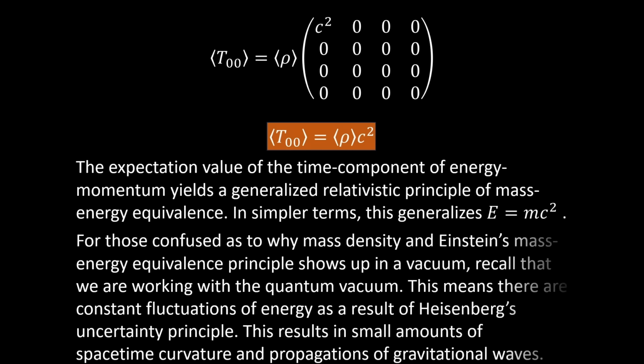For those confused as to why mass density and Einstein's mass-energy equivalence shows up in a vacuum, recall that we're working with the quantum vacuum. This means that there are constant fluctuations of energy as a result of Heisenberg's uncertainty principle. This results in small amounts of space-time curvature and propagations of gravitational waves.